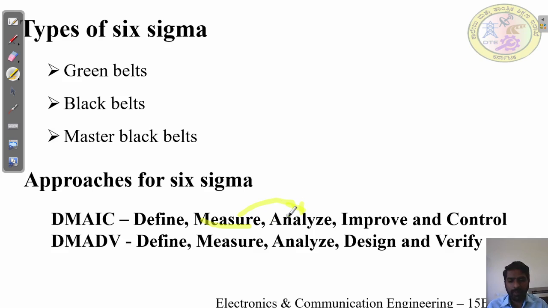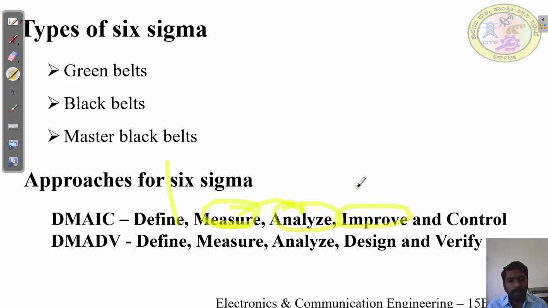They will try to improve the process, and in the improving stage they will find the solution for the problem. Here they have listed some n number of products. N number of products are measured. Actually, measurement is done here. The data will be collected and measured, and analysis is done at this phase.